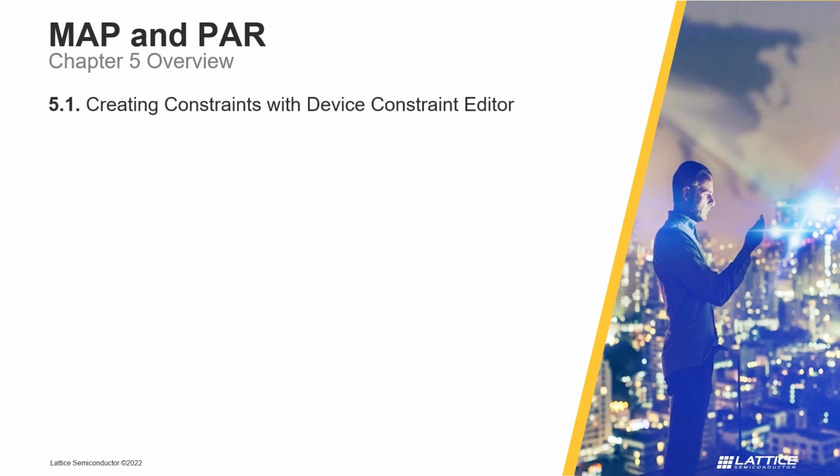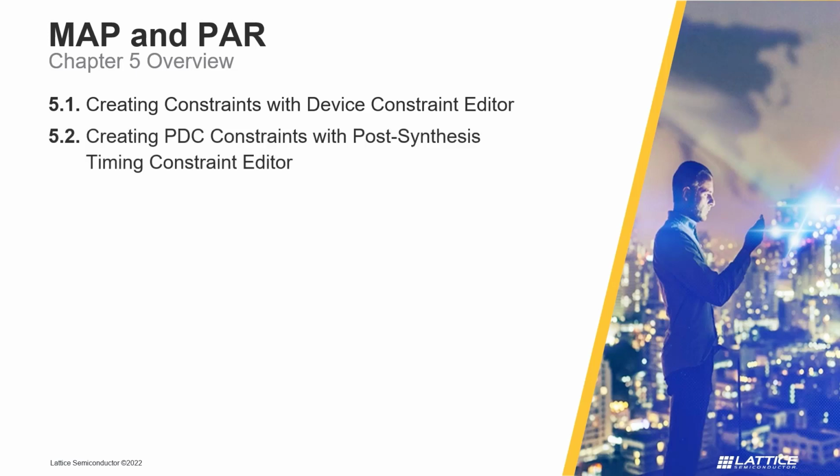In the first section of the chapter, Creating Constraints with Device Constraint Editor, we will introduce Radiant's Device Constraint Editor, and how it can be used to create physical constraints for a project's device. In section 2 of the chapter, Creating PTC Constraints with Post-Synthesis Timing Constraint Editor, Radiant's Post-Synthesis Timing Constraint Editor is introduced, and how it can be used to create timing constraints after synthesis.